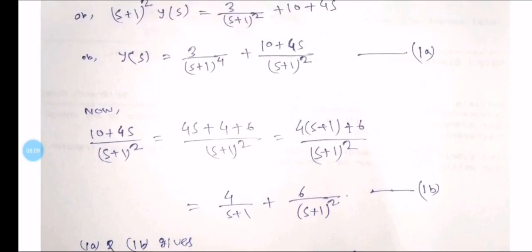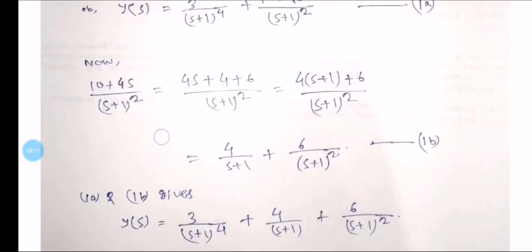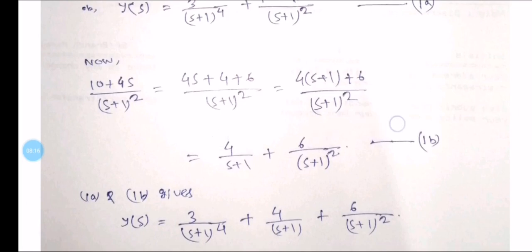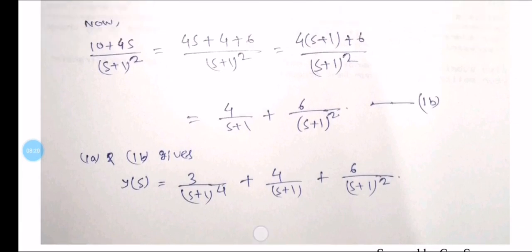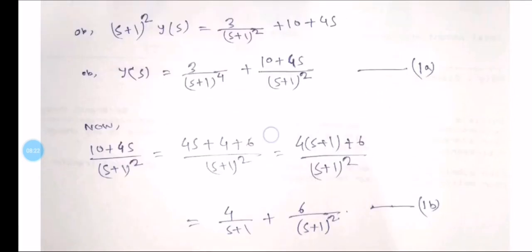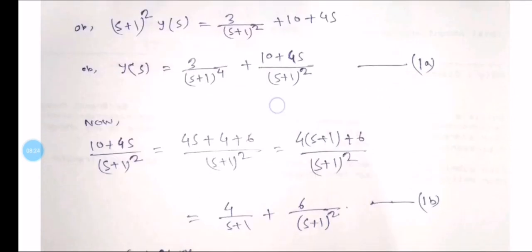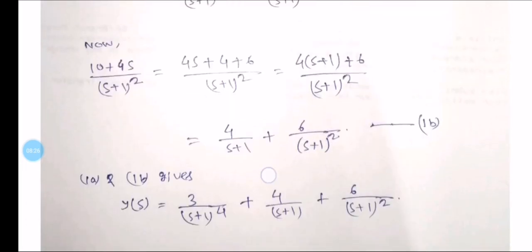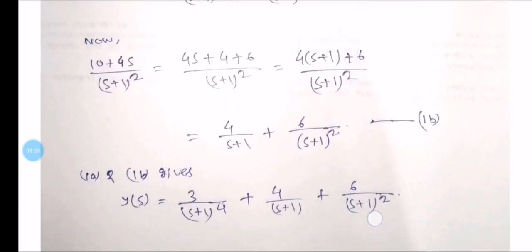You already know how to find the inverse Laplace transformation. 10 plus 4s by s plus 1 square, we can write it separately as this. Similarly, this is already there, and the second term we can write it as this. So finally y of s can be written as this.